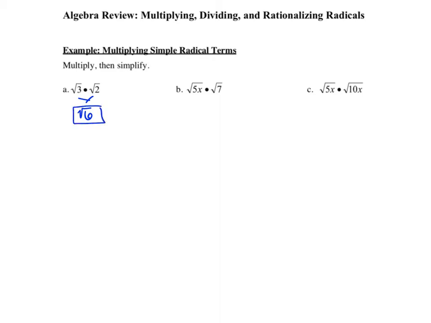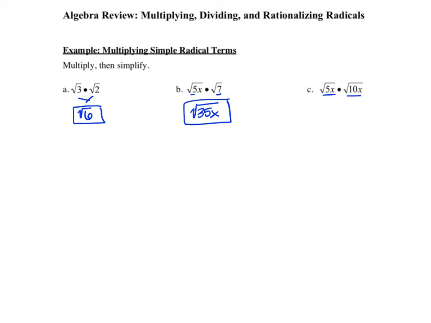Okay, for the next one, we're going to multiply the 5 times the 7 and then the x as well. So 5x times 7, that would be root 35x. And that also cannot be further simplified because its factors are 5 times 7, and neither one of those are perfect squares. So letter C, you're going to multiply the 5x and the 10x.